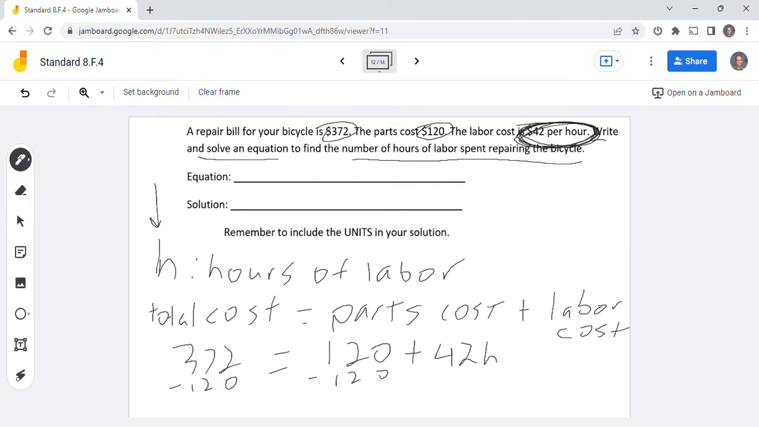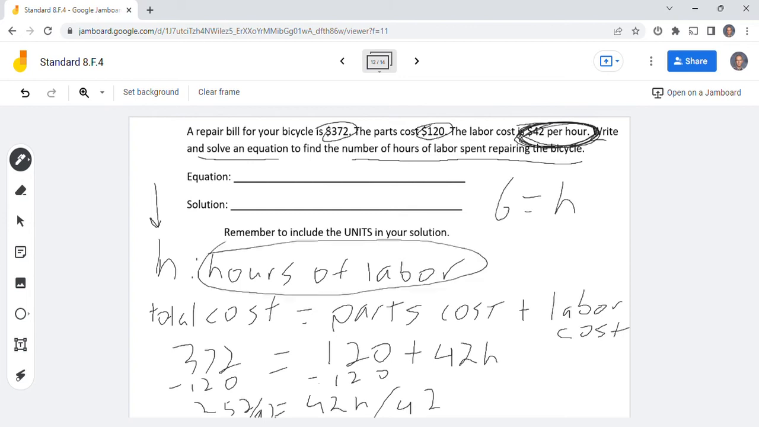Subtract 120 over here. We end up with 252 equals 42h. Finish this out by dividing by 42 on both sides. 252 divided by 42 on the left-hand side is what we need, and that gives us a total of 6. This equation is what should go here in that blank. And the solution, I'm going to write h equals 6, with the label of units, hours.